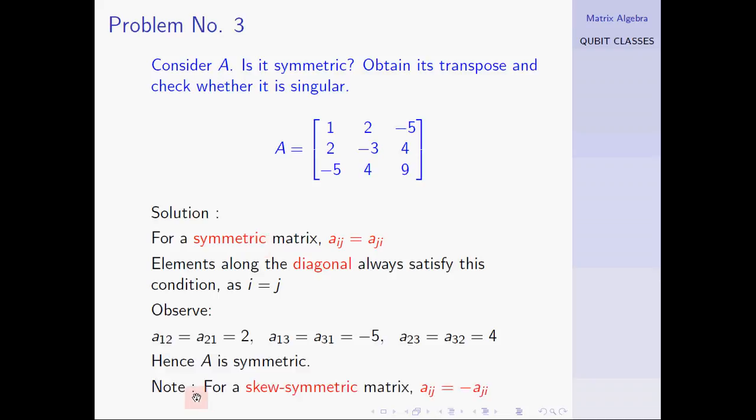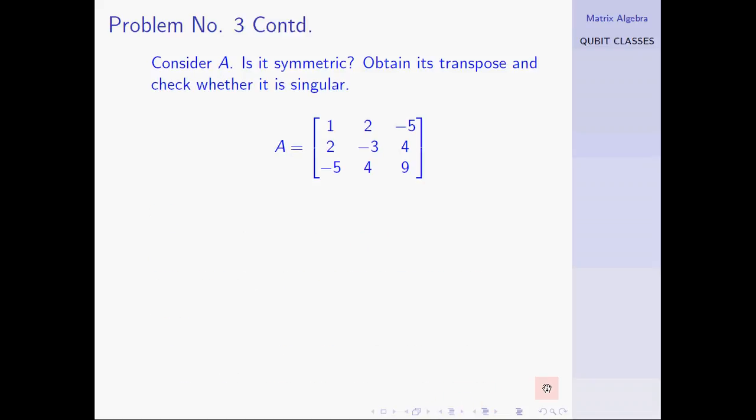Note that there exists another class of matrices which are known as skew-symmetric matrices. A skew-symmetric matrix satisfies this condition: Aij is equal to minus Aji. So matrix A is symmetric. Now let's see how to obtain its transpose.